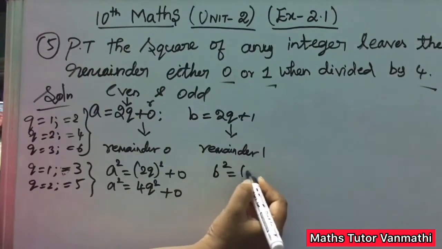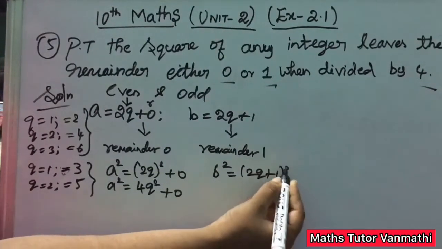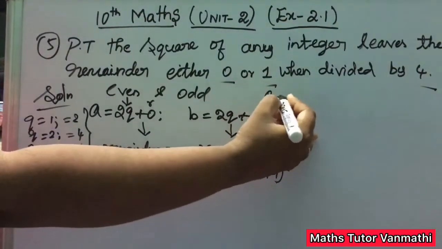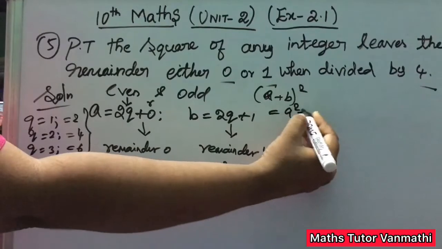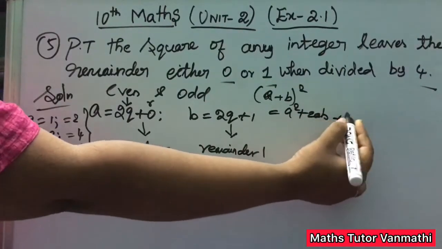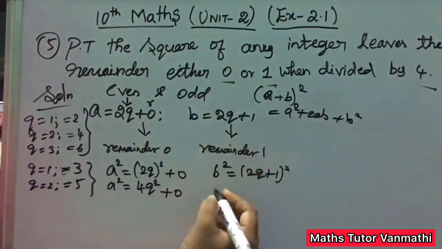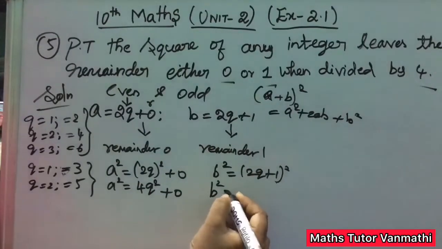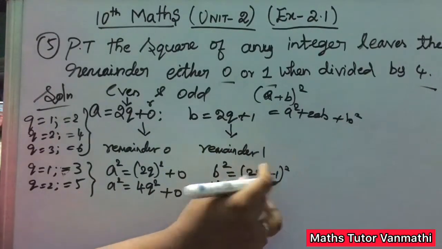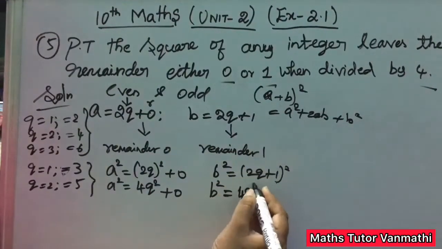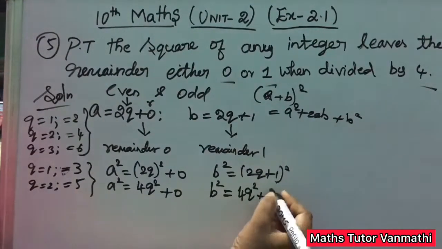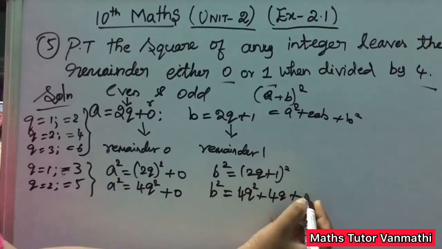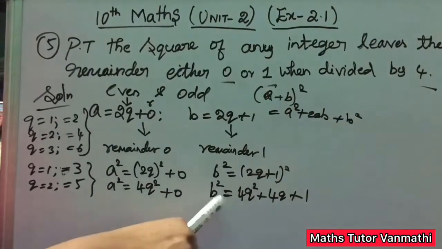b square equal to 2q plus 1 the whole square. This is the format of a plus b the whole square. What will you get? a square plus 2ab plus b square. In that format we are going to expand now. 2q square, that is 4q square, plus 2 twos are 4, 4 ones are 4, 4q, plus 1 square is 1. So b square is here 4q square plus 4q plus 1.